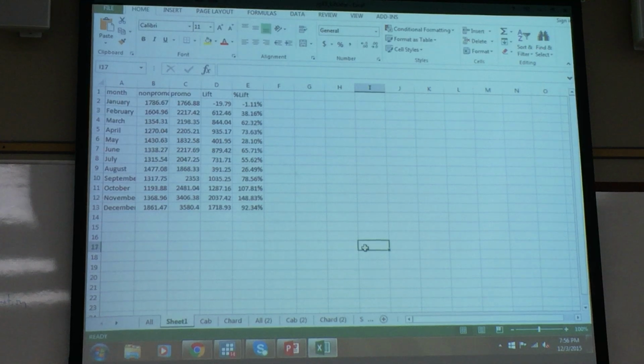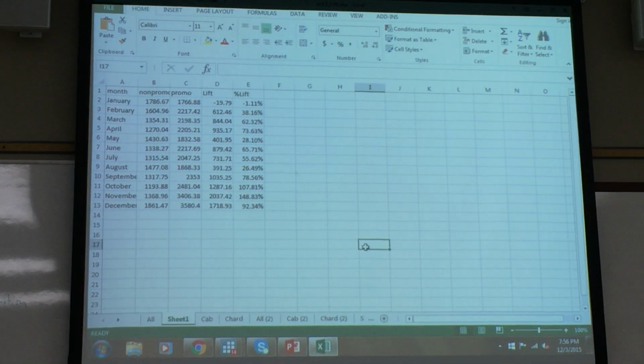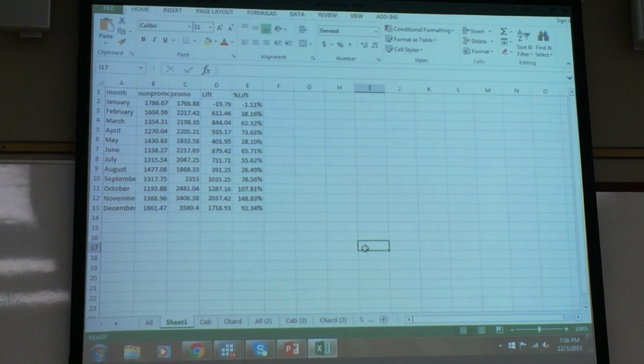And again, percentages are always better, but my God, look at the percentages. A 92% lift in December, 148% in November. That's awesome.